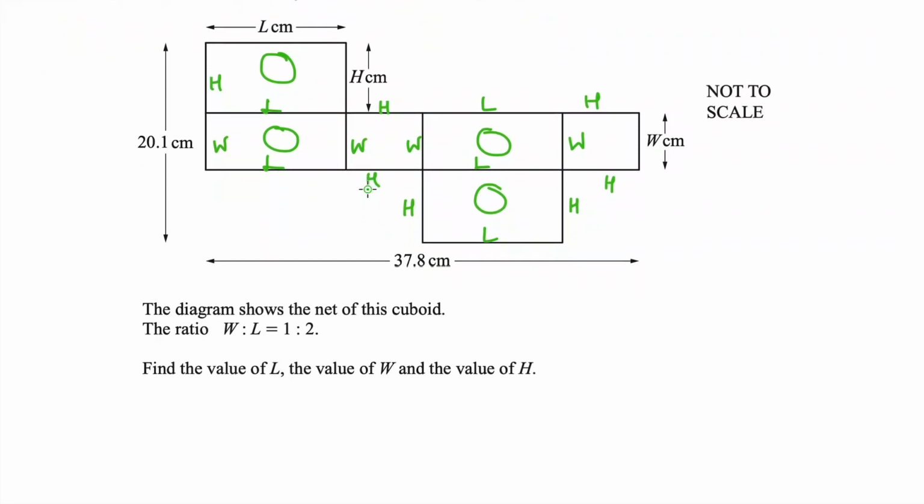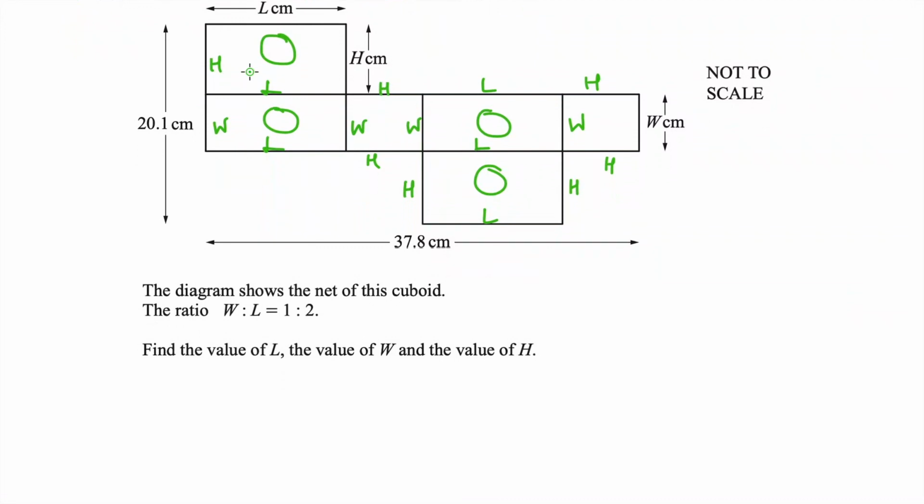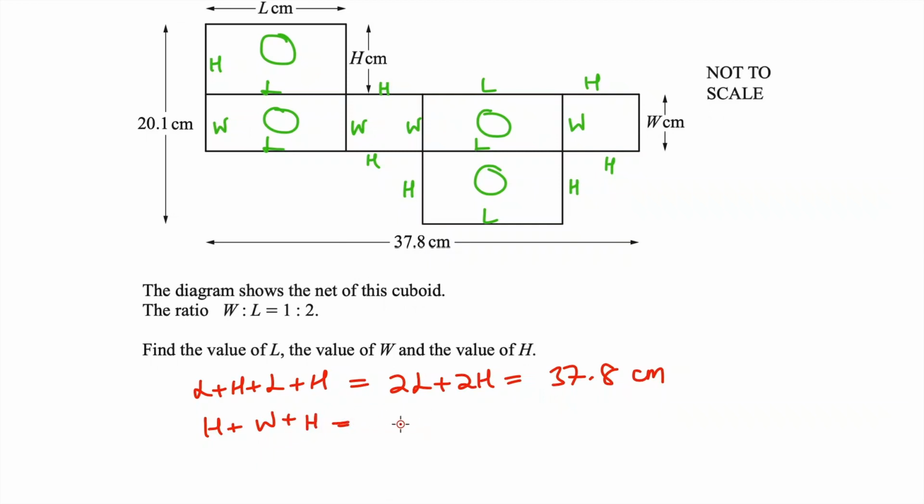So what can we see now? From the figure we can note that L plus H plus L plus H, that is equal to 2L plus 2H, is nothing but 37.8 centimeters, and also this width H plus W plus H, that is 2H plus W, is equal to 20.1 centimeters.